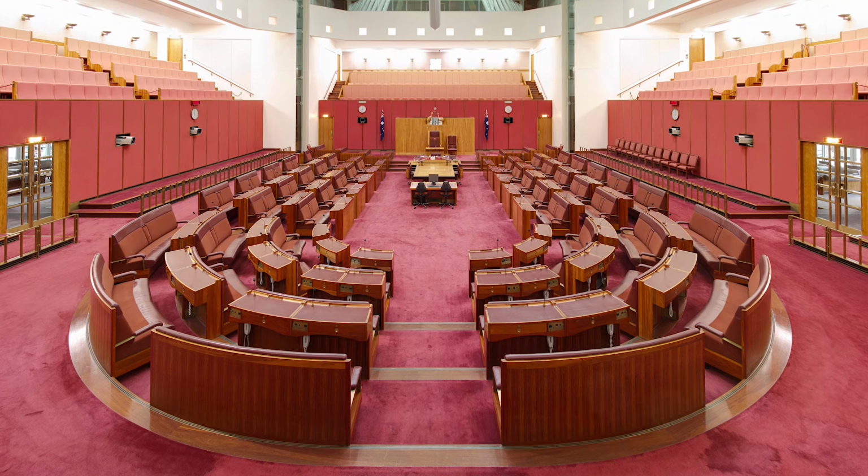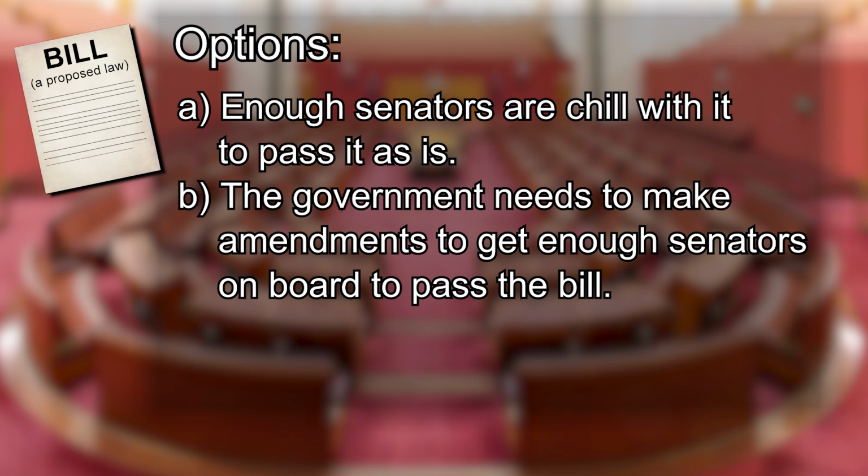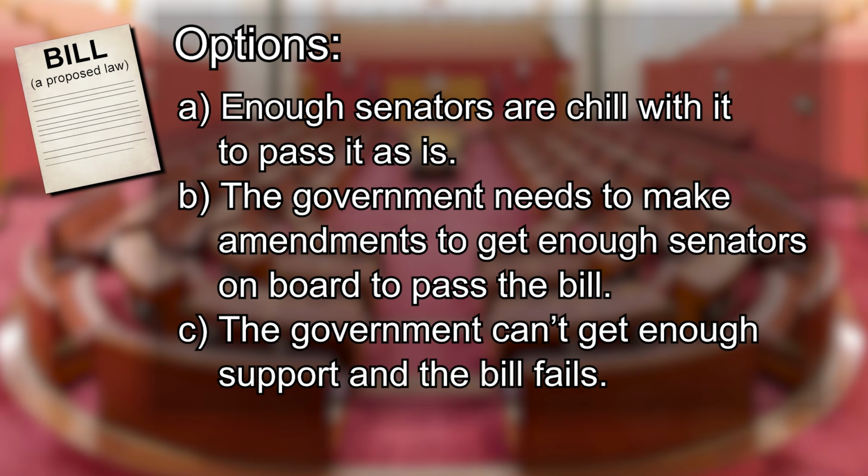see that. Once a bill passes the House of Representatives, it goes to the Senate, where the government almost never has a majority. So the options then for the bill are A. Enough senators are chill with it to pass it as is. B. The government needs to make amendments to get enough senators on board to pass the bill. Or C. The government can't get enough support and the bill fails. Usually what happens is option A or B. It's actually rare for option C to happen, but hey, not every idea is gold.